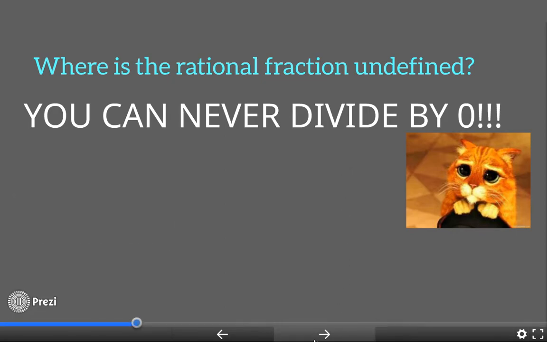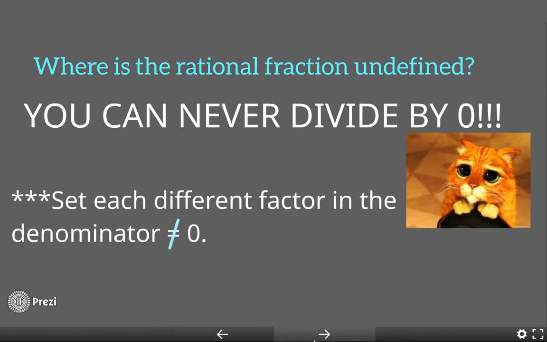Something else to keep in mind. To figure out where the fraction is undefined, we set each factor in the denominator not equal to 0. We don't want any of our factors to go to 0 because factors are things that multiply together. If one of your factors is 0, 0 times anything is 0, which will make the whole denominator 0, which is not allowed. To prevent it, and save this cute and cuddly kitten, we set them not equal to 0 and make sure that none of our answers make it 0.